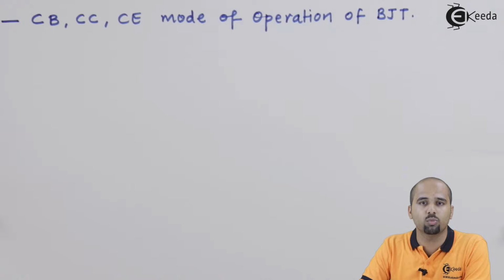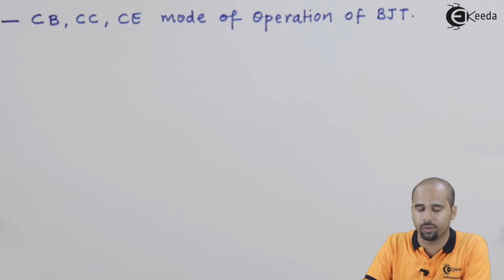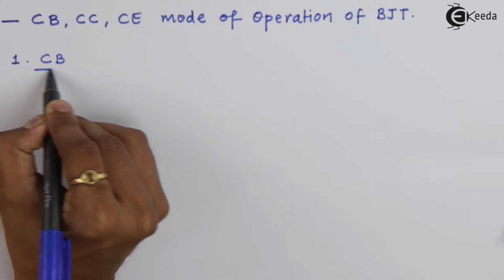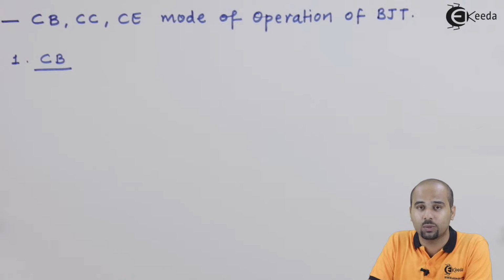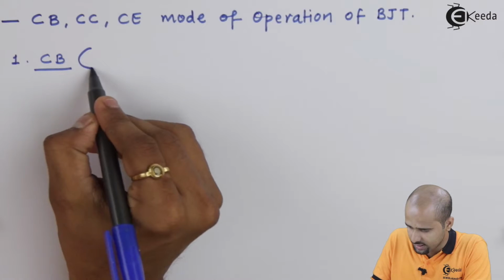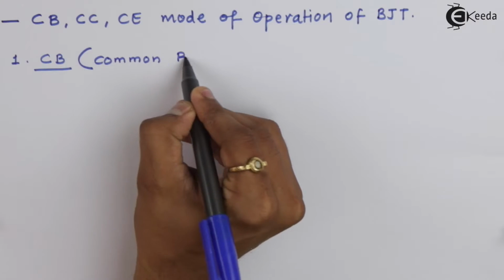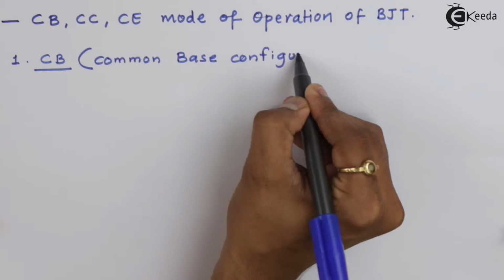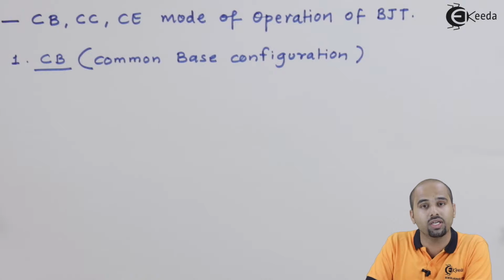CB, CC and CE mode of operation of BJT. Now we will start with CB mode of operation. The question arises in your mind: what exactly is CB? What is its full form? CB means common base configuration. Now what does it mean exactly? Common base means the base is common for both input as well as output of the BJT circuit.